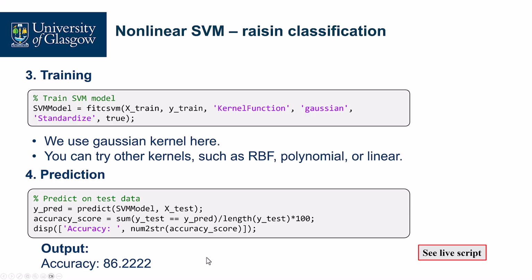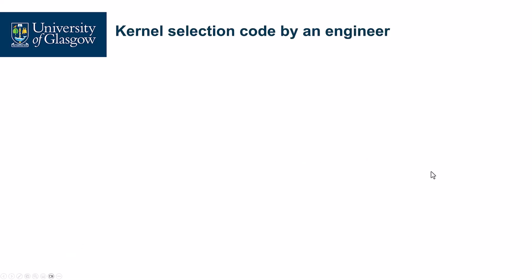But now a question is raised. Seeing 86.2 is reasonably good, but can it be improved, right? Can we use other kernel functions? Will this lead to a better result or not? Then an information engineer writes some code for the kernel selection. So let's see that. After seeing this code, I have a few questions for you.